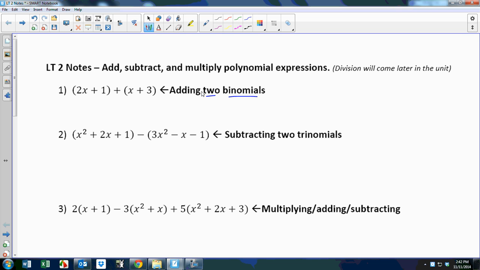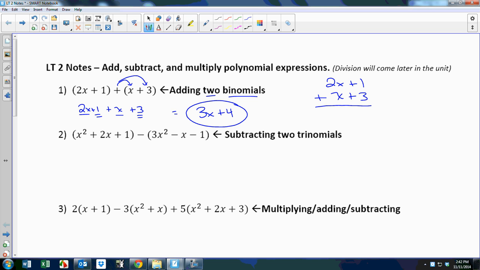So if you're adding two binomials, you just take the first binomial, 2x plus 1, and add the x and add the 3. So you combine those like terms. 2x and x makes a 3x, and 1 and 3 makes a 4. So again, that's pretty much too intuitive. You could stack them and add 2x plus 1 and x plus 3, stack them up and add vertically and get 4 and 3x. So that's another option.